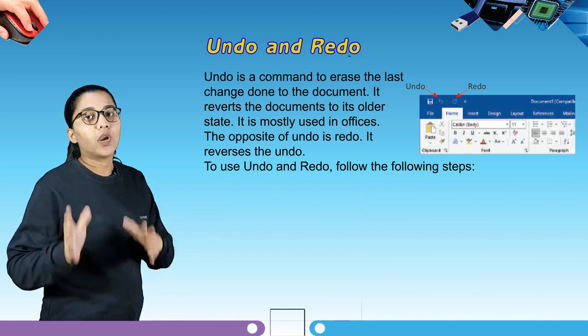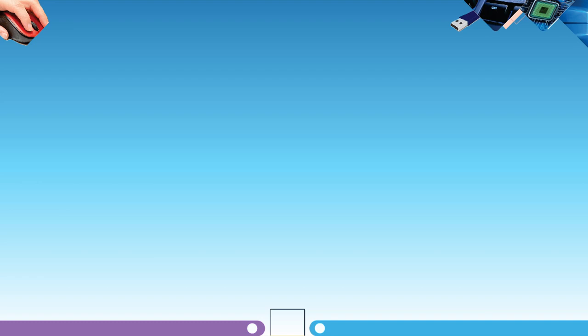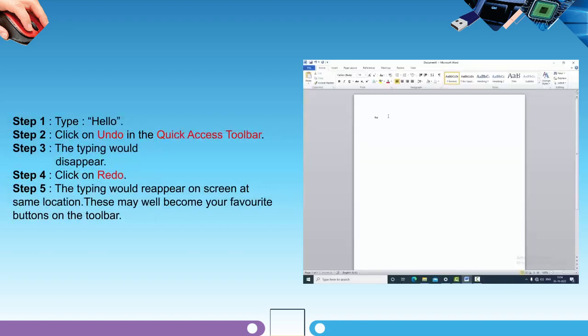If you want to undo or redo any text, you have to follow these steps. Step 1 is type hello. Step 2, click on undo in the quick access toolbar. Step 3, the typing would disappear. Step 4, click on redo. Step 5, the typing would reappear on screen at the same location. These may well become your favorite buttons on the toolbar.